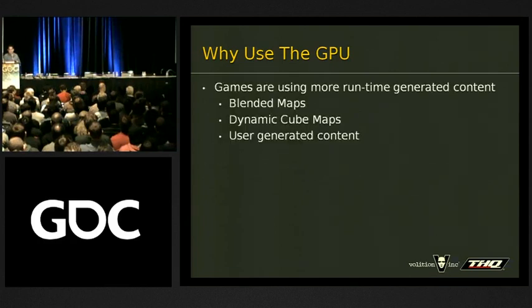Okay, so the question is, why would you want to use the GPU to compress textures? A lot of games are having a lot more runtime generated content now, whether it's blending of maps, dynamic cube maps that you might be keeping around for more than one frame and you want to save some memory. There's a lot of user generated content.